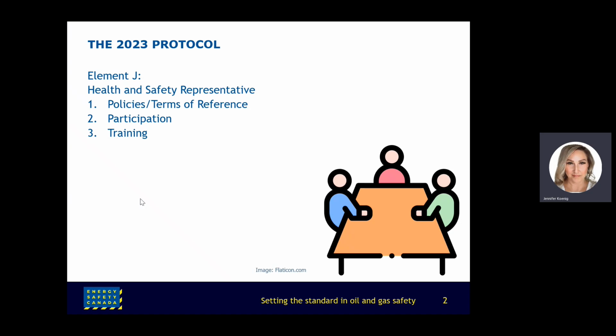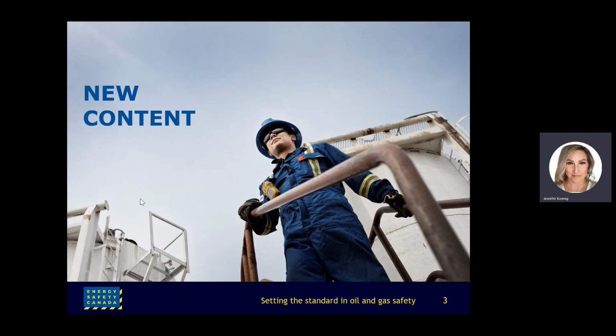Questions in this element may be marked NA if the employer is not required by legislation to have a health and safety representative. For example, small businesses in Alberta with 4 or less employees do not require a rep. Now we'll focus on specific information within element J.